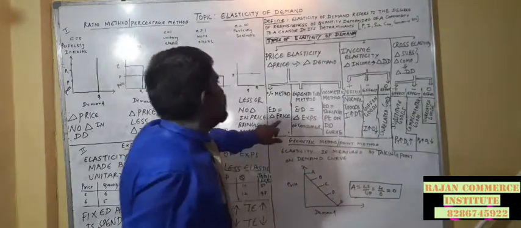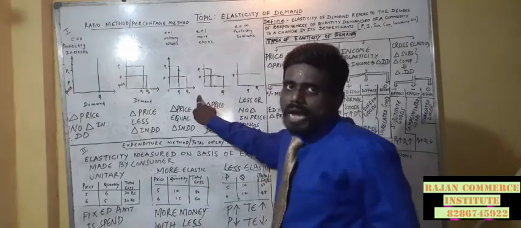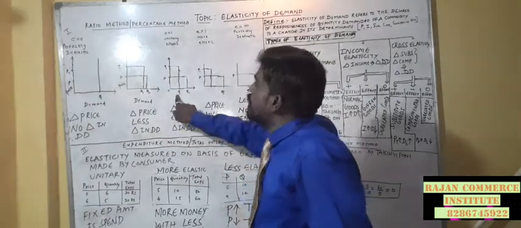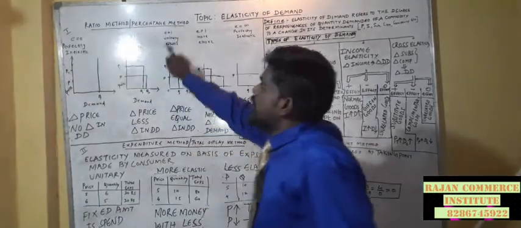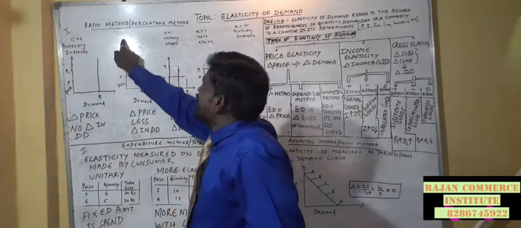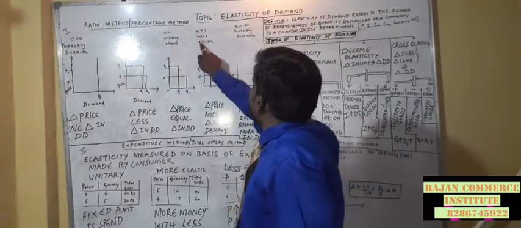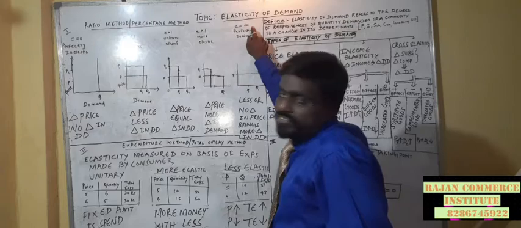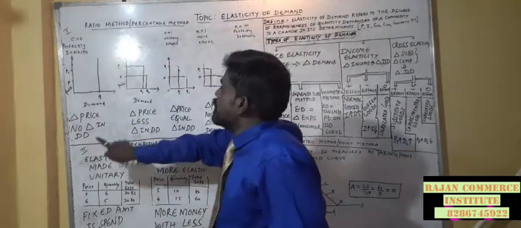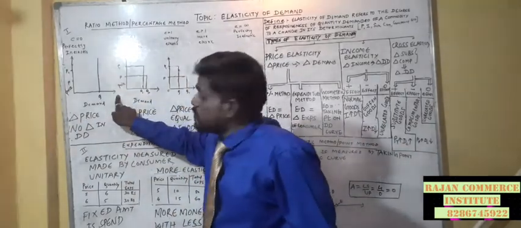Okay, now let me get into the percentage method. Here I have drawn the graph for the ratio method or percentage method, where elasticity is 0, meaning perfectly inelastic; elasticity is less than 1; elasticity is equal to 1; elasticity is more than 1; and elasticity is infinity. See the first graph. The Y-axis is price and the X-axis is demand.